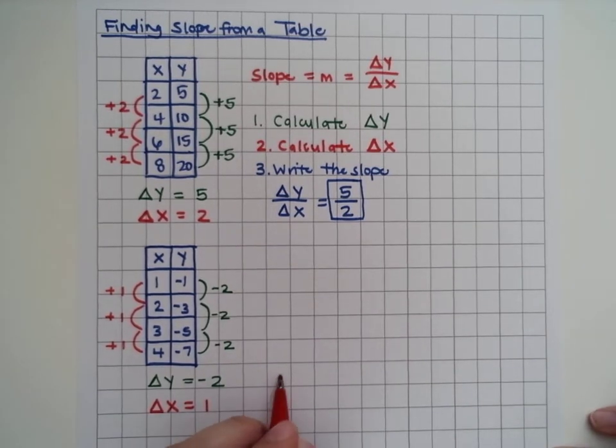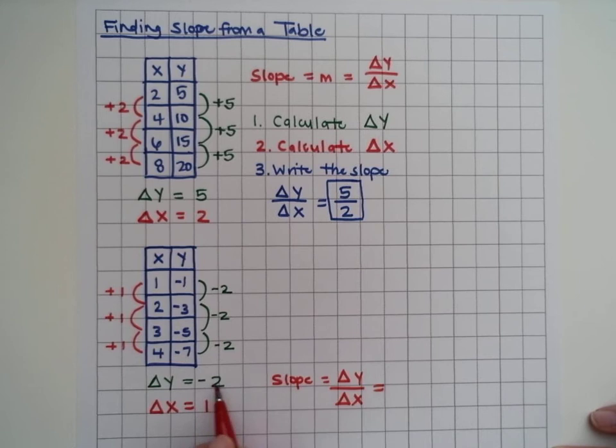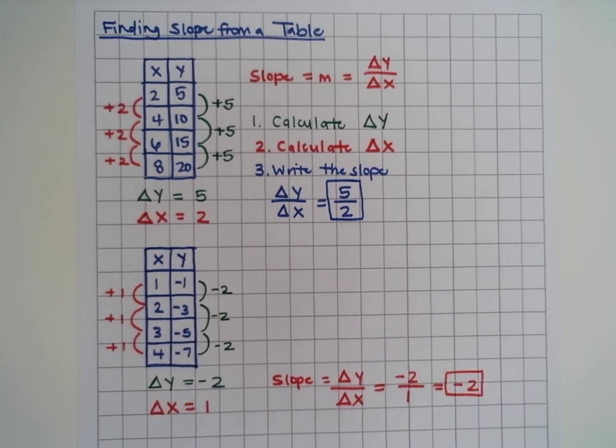So remember that the slope equals the change in y over the change in x. So the change in y was negative 2 divided by our change in x, which is 1, which is just negative 2.